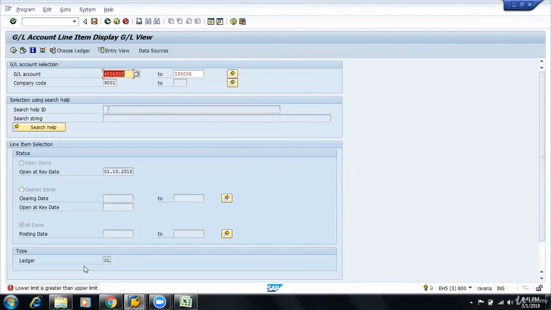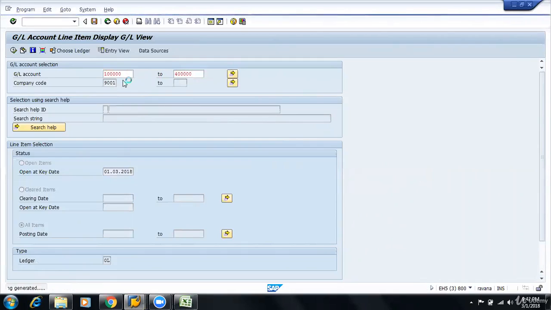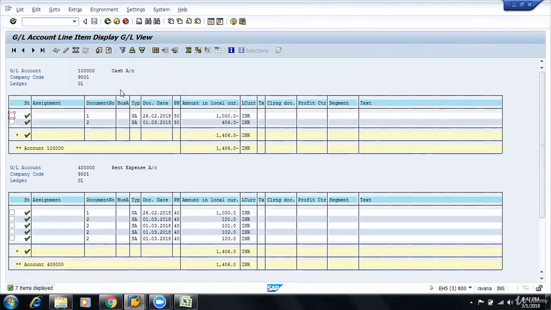Okay. Let's learn something from here. It says lower limit is greater than the upper limit. That means I told the system to show me the accounts from 4 lakhs to 1 lakh. That is my expenses to my cash. This is not the correct way because the selection should be in ascending order. It's 1 lakh to 4 lakhs. Now, please do not get confused when I say 1 lakh, 4 lakh. They are not amounts, they are my GL account numbers.